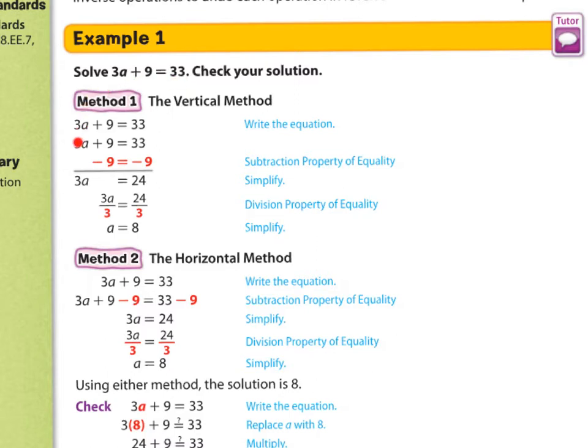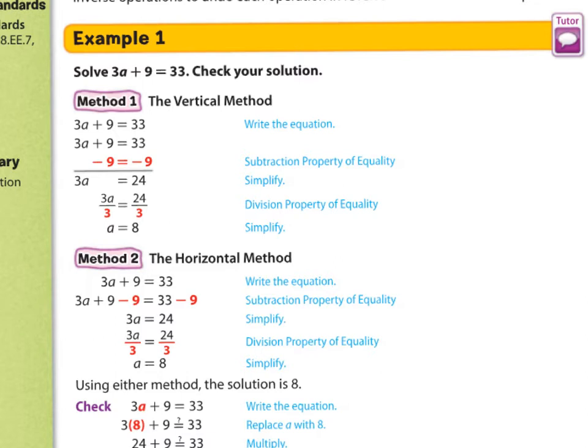Now let's watch. You can see here that they're using the subtraction property of equality, and they're subtracting the 9 from both sides. You could also just simply bring the 9 to the other side and invert the operation, make it minus 9. Now you're left with 3a equals 24. Now you have to undo the 3a by using the division property of equality, because over here we have multiplication, so you have to do the opposite operation. Whatever you do to one side of the equation, you must do to the other side. So divide both sides by 3, and you're left with a equals 8.